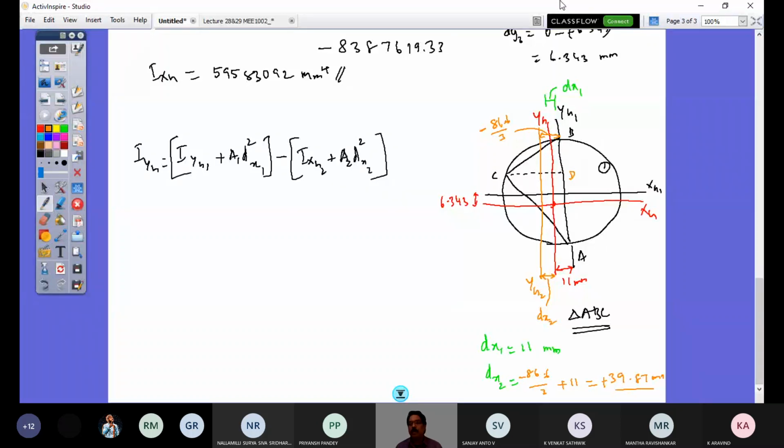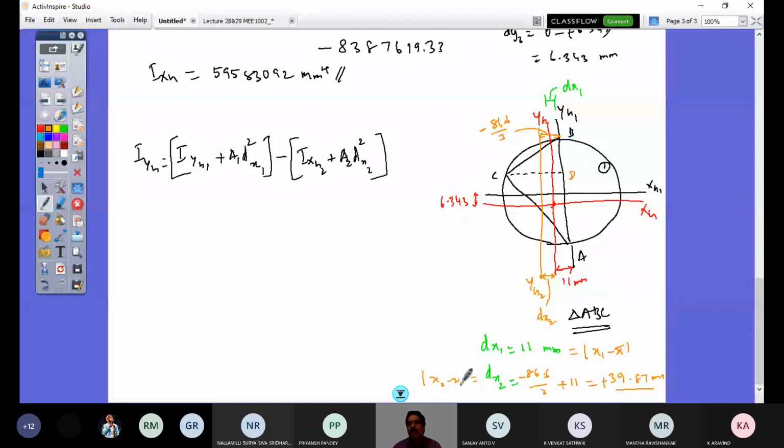I require on this side. So this distance calculated is the modulus of x1 minus x bar. How do you get this? It is the modulus of x1 minus x bar, and here it is x2 minus x bar. So this value is the modulus of x2 minus x bar.